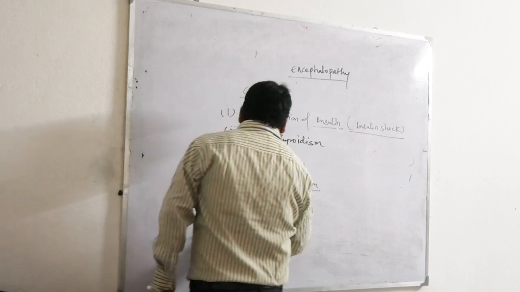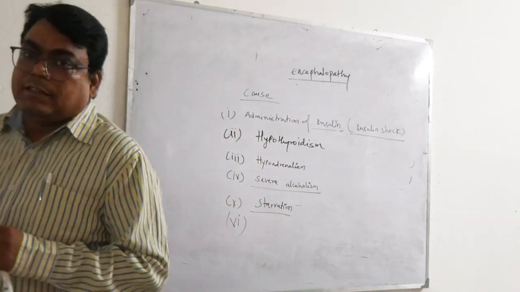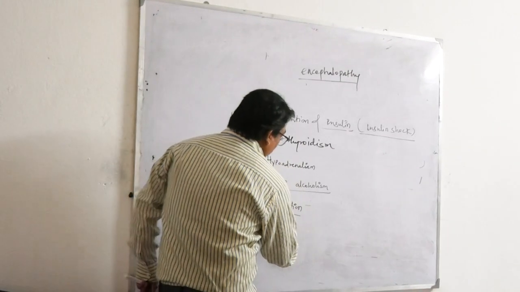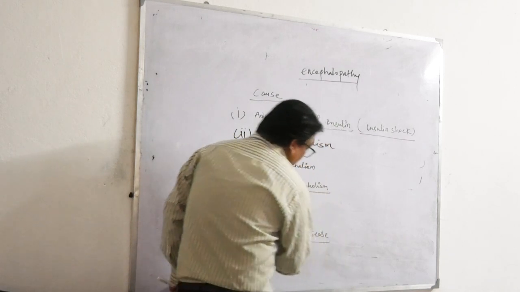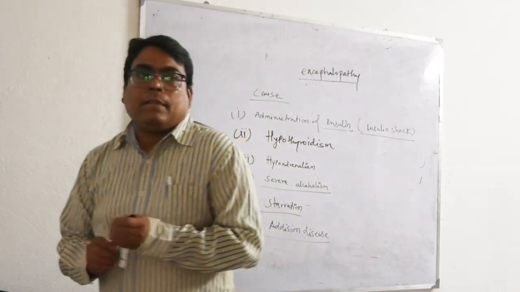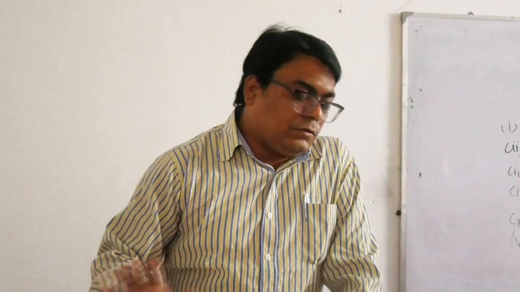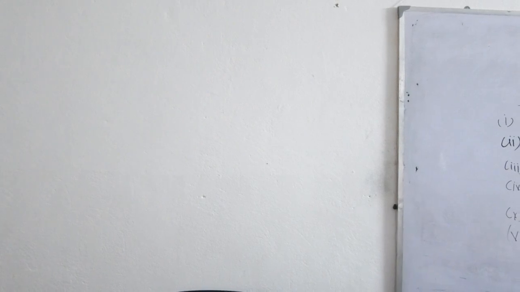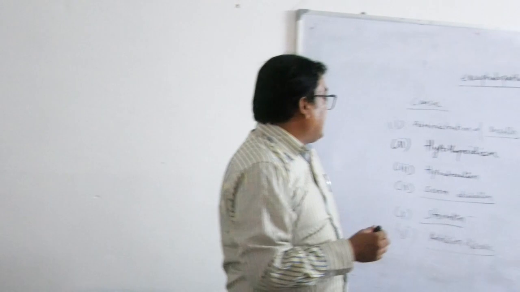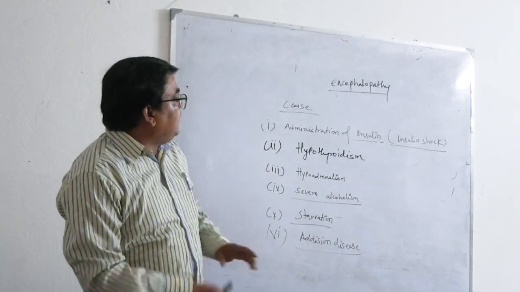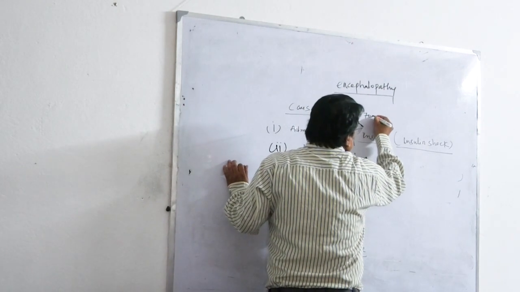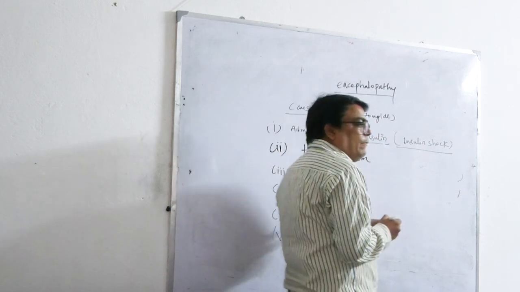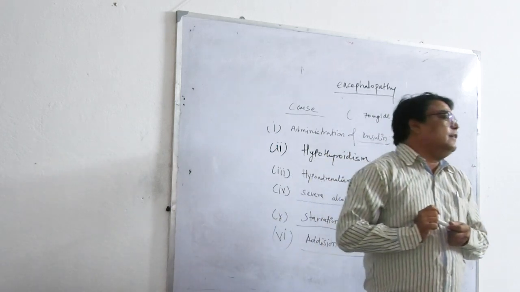Fifth one, and the very last, Addison's disease. Addison's disease is generally related with the adrenal gland. So these all are the causes of hypoglycemia. That means generally the blood glucose is less than 70 mg per dL. Now tell me, which condition is more severe, hyperglycemia or hypoglycemia?